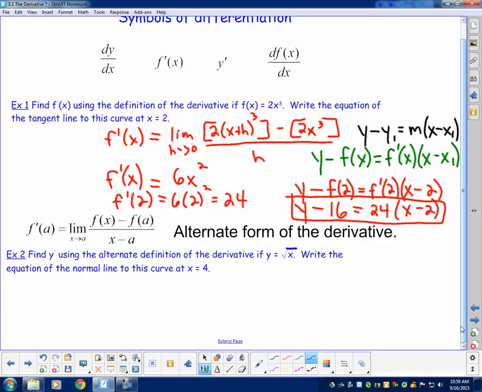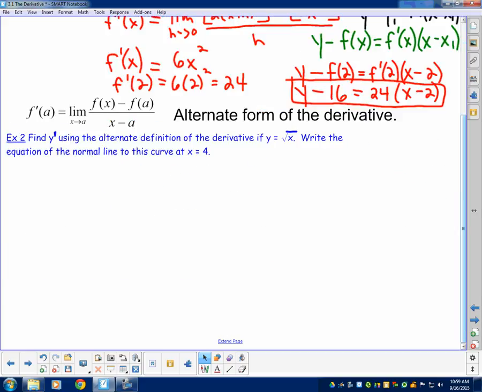Find y prime using the alternate definition of the derivative if y equals square root of x. Write the equation of the normal line to this curve at x equals 4. So I'm asking you to do the same process we just did with a different formula, different function. There's an algebraic trick we have to use with this. I'll show you what we're going to do here in a minute.